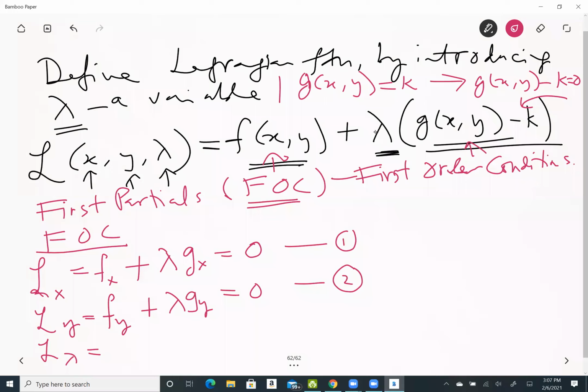Anybody? g of xy minus k. Yes, g of xy minus k, because lambda is the variable. g of xy minus k is the one that is multiplied by the lambda. So think of it as the coefficient of the lambda. So when you take the derivative with respect to lambda, think of it like this.